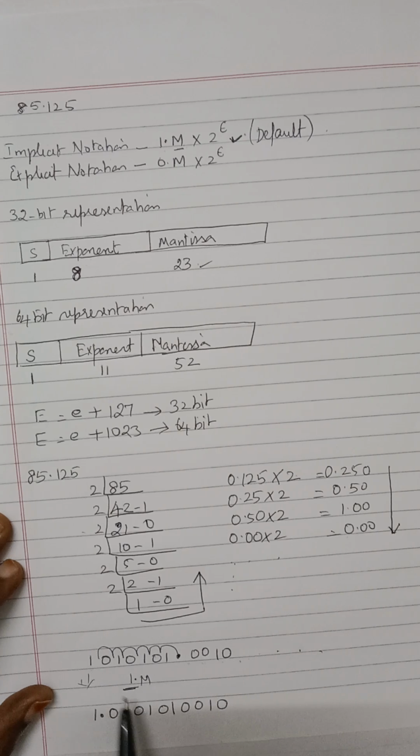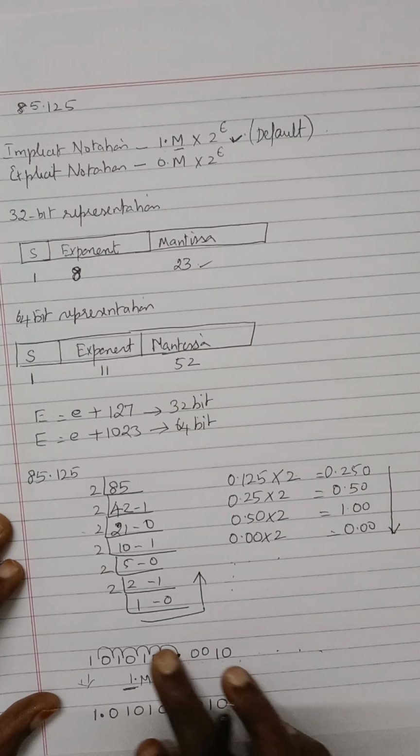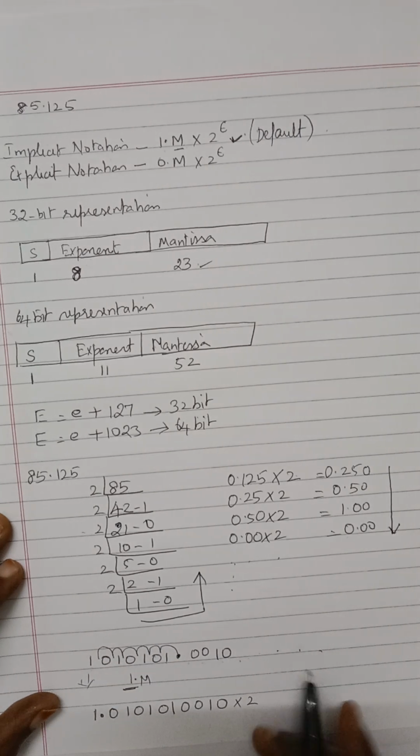Now what will come for the 2 power? You have shifted 6 positions, so it will be 2 to the power of plus 6 or minus 6. It will be plus 6, because we have taken a bigger value, 85 is a bigger value, and converted it into a small value, like 1 point something. So remember, it will be a positive value when you shift it right and make it small. So it will be plus 6, and 2 to the power 6.